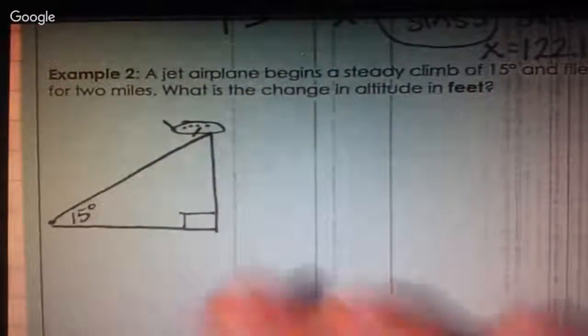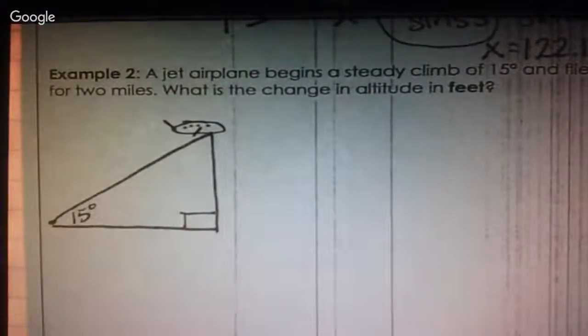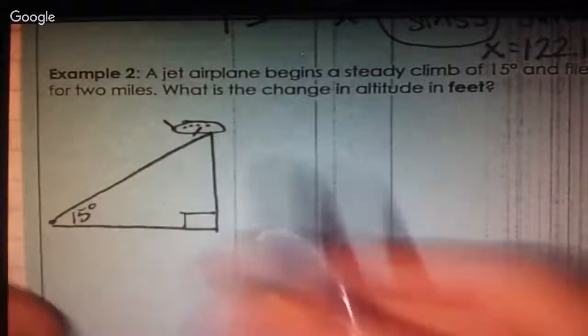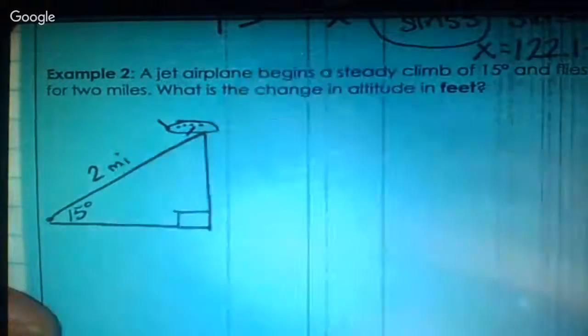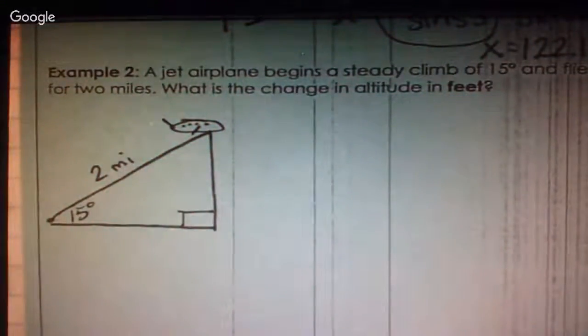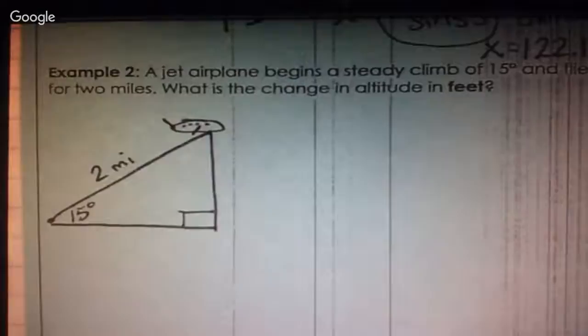It flew for 2 miles. Where does 2 miles go? The bottom. No, it would be on the hypotenuse, because it's going up for 2 miles. It doesn't say it's 2 miles out. It says it's flown for 2 miles. So it's gone from the ground 2 miles. We'll wait and do that at the end. It makes it easier to do it at the end. I see where you're going with it, though.